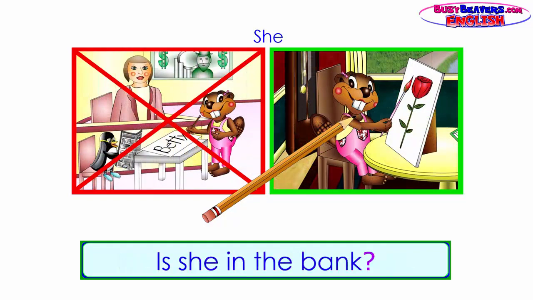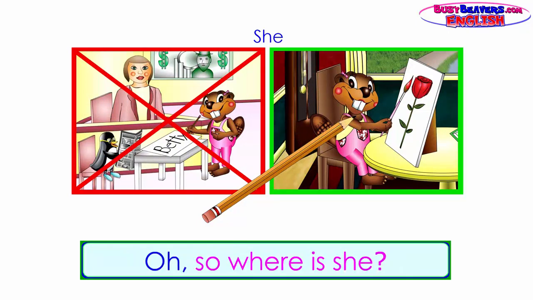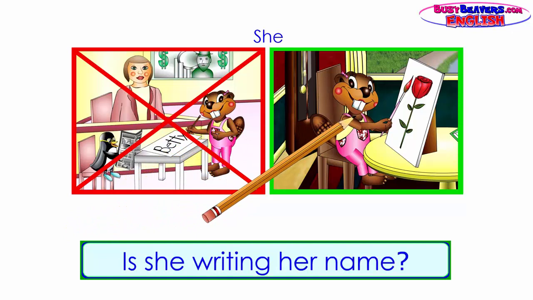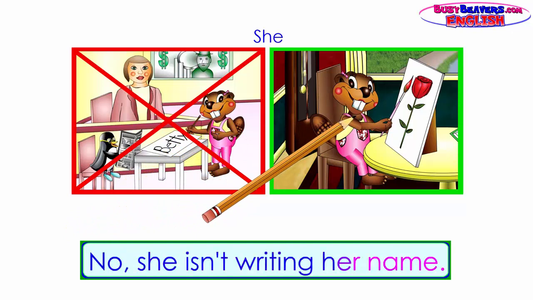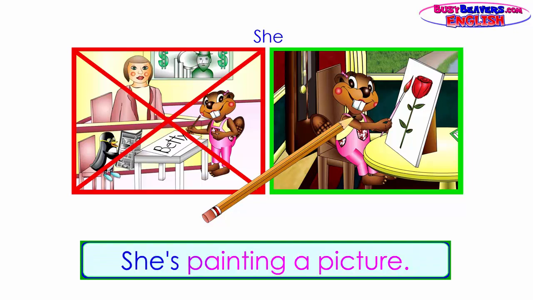Is she in the bank? No, she isn't in the bank. Oh, so where is she? She's in the dining room. Is she writing her name? No, she isn't writing her name. Oh, so what's she doing? She's painting a picture.